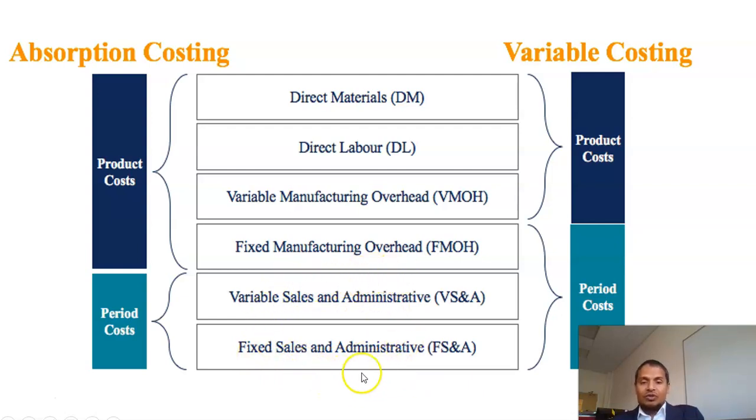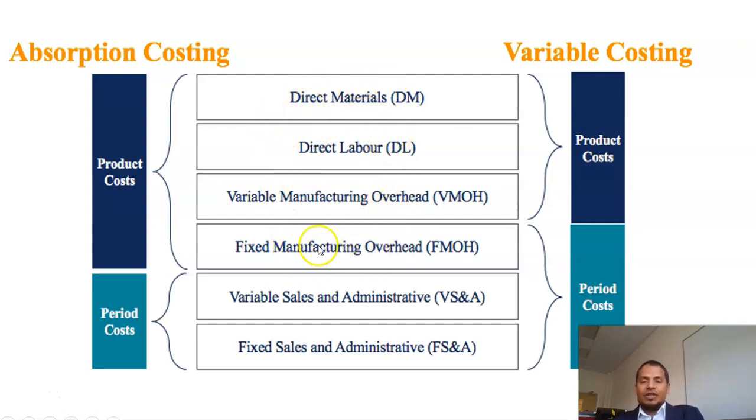So non-production costs are not included in product cost in either of the methods. In neither absorption costing nor variable costing does any method consider these as product cost. These are not relating to the product or manufacturing of the product. But the first four elements are manufacturing cost.